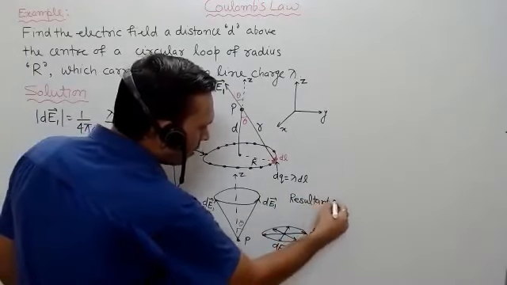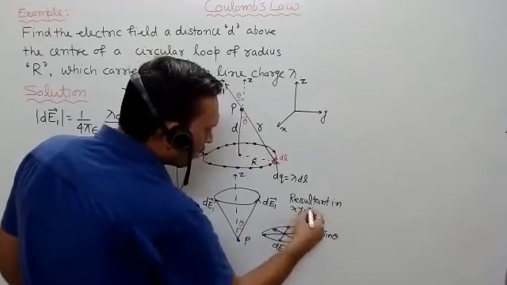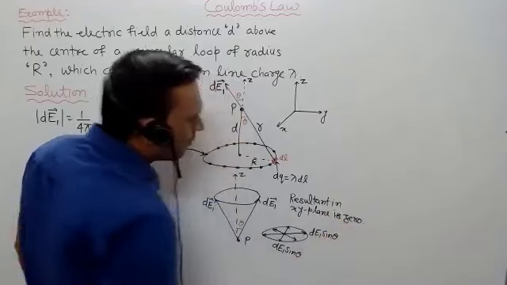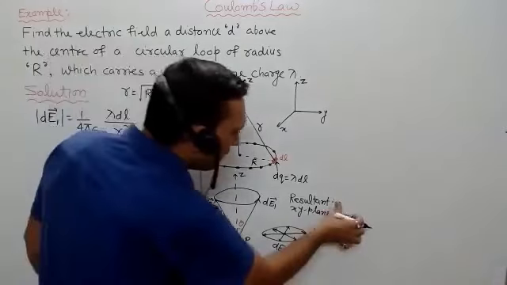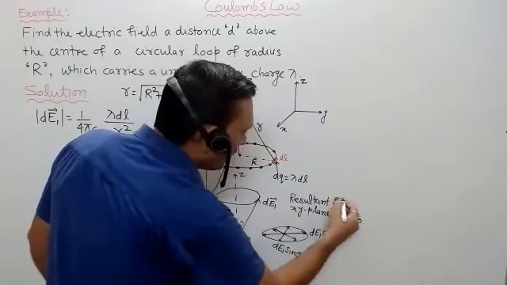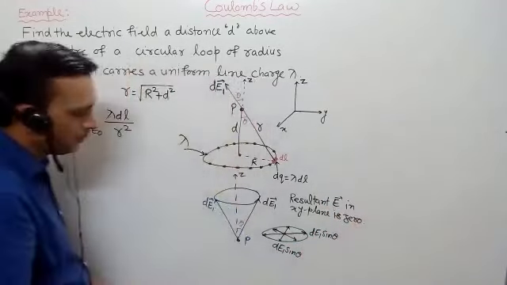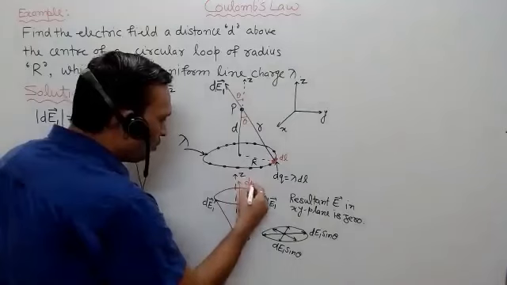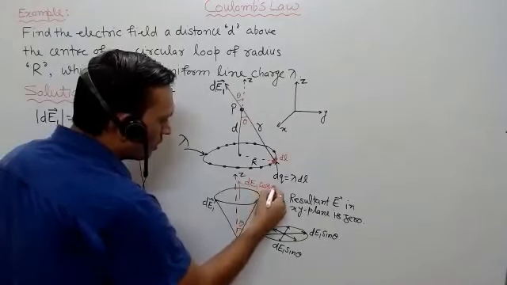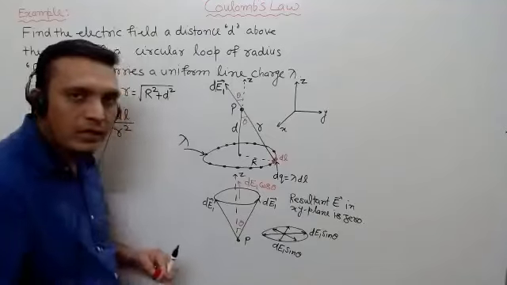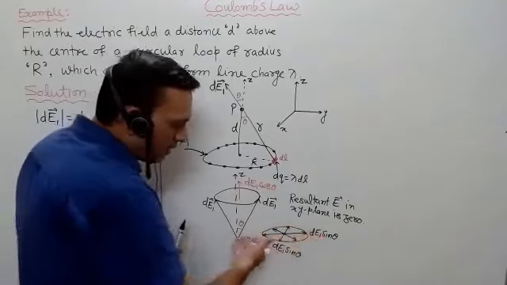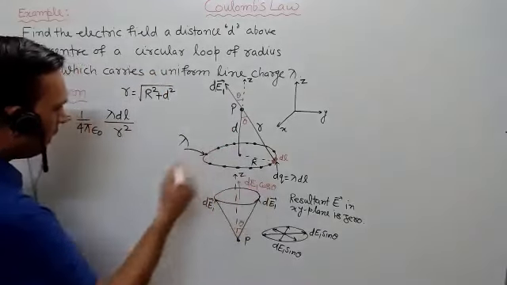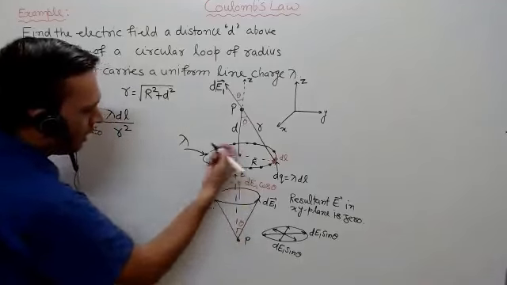Resultant in the XY plane is 0. The resultant of the field, resultant E in the XY plane, will be 0. And what will be the component along Z? This component will be dE1 cos theta. In the XY plane, the component is dE1 sin theta. They will cancel each other. The resultant field is along the Z direction.